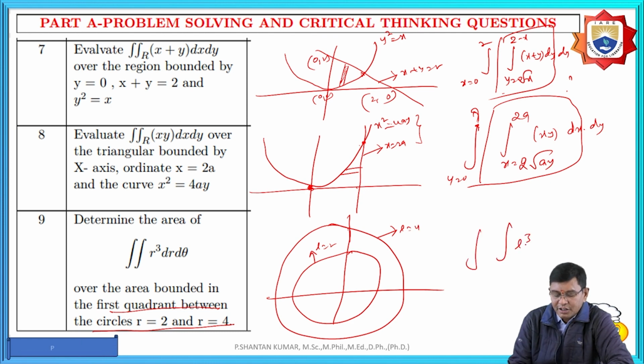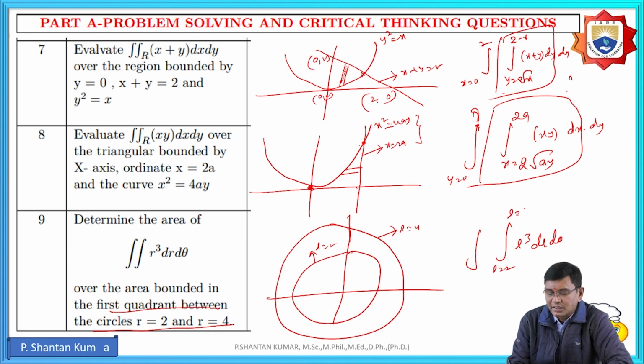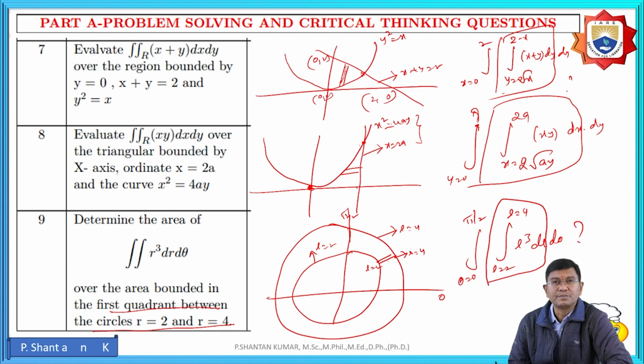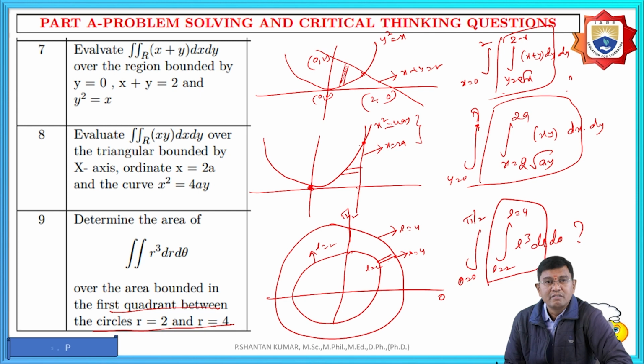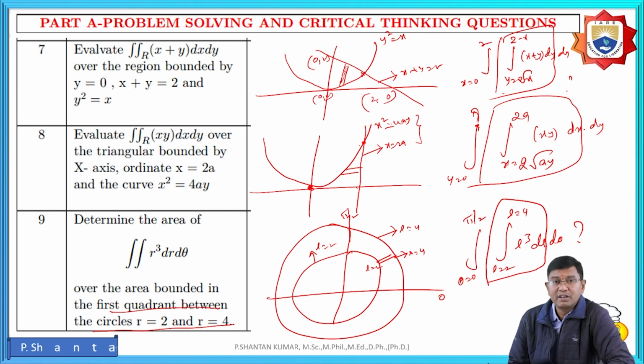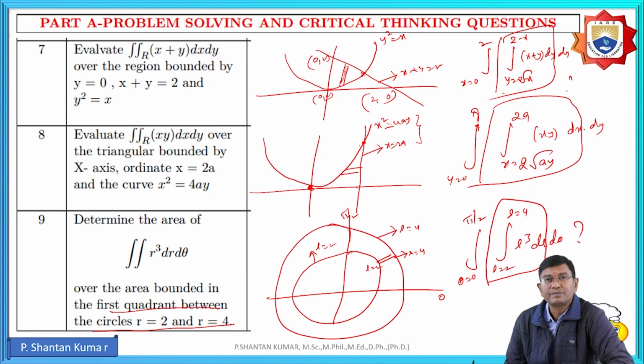And based upon this one, r cube into dr and also d theta, the r lower strip is r is equal to 2 and r is equal to 4, because it is an inner structure, r is equal to 2, and again the outer structure is r is equal to 4. It is the first quadrant, so we need to take theta from 0, and the upper curve is the angle, theta is equal to 0 to pi by 2. And first integrating with respect to r and then with respect to theta, then find the solutions. This is the understanding level to find out whenever the limits are constants, variable, or polar coordinates.